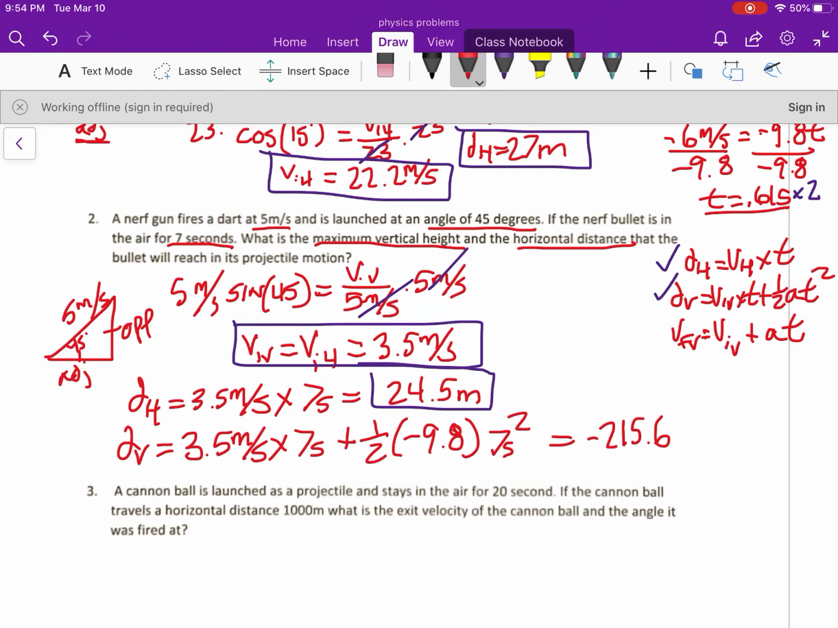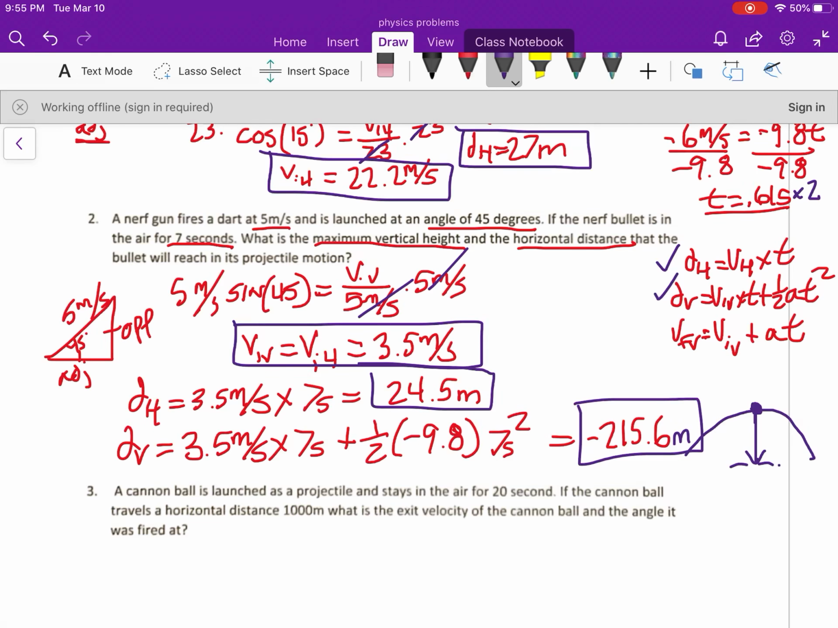Well, it's because it's a reference, okay? And we're referencing from where this height is from. So if I follow this kind of trajectory, at the max height, it's going to be 215.6 meters, like above my reference point. So when we talk about this, we talk about from the top in the direction that we're going, or from where it starts to the bottom. So that's why it's negative.